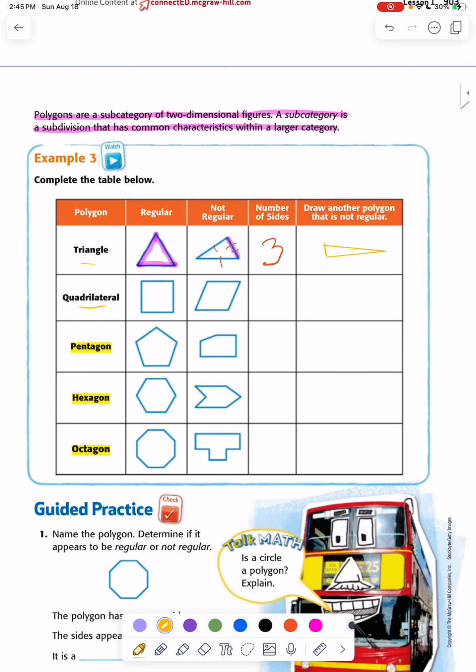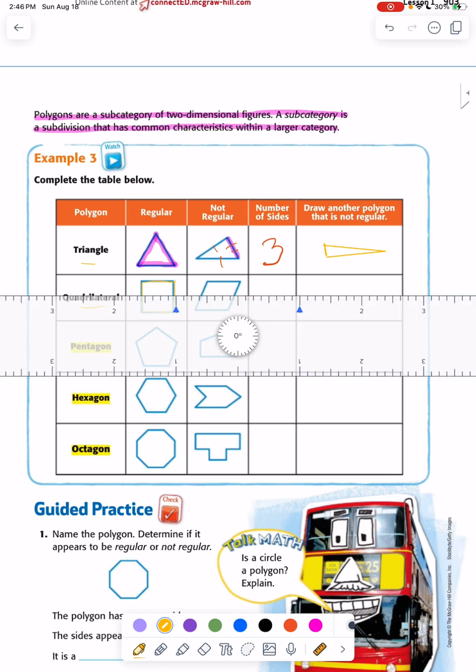Let's look at this quadrilateral. The first is regular. All 4 sides are congruent. They are the same length. The second one is not regular because, well, I can't see it, guys, but let's check it out.